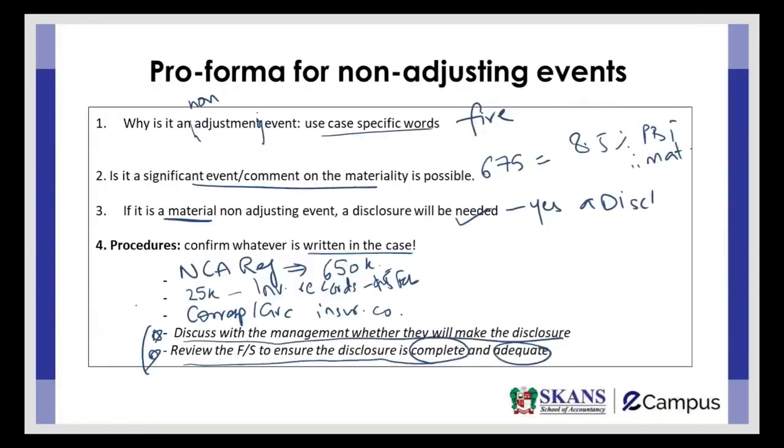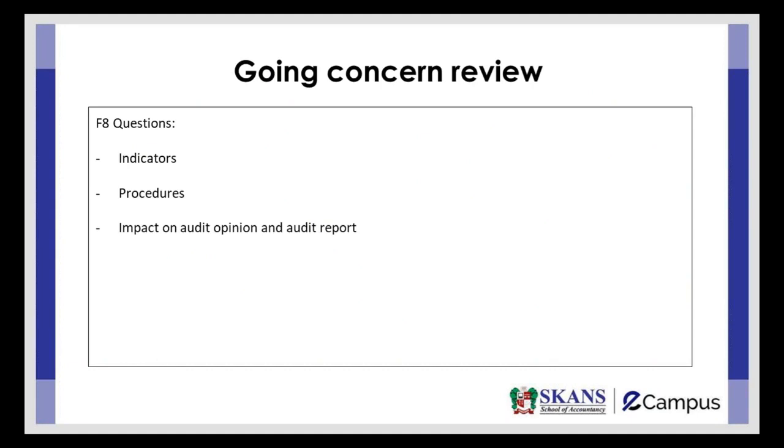Let's start. The F8 exam normally covers 3 areas. They will ask you to find out whether there are any indicators that this company is facing going concern problems. You will be asked for procedures as an auditor, and this is something that is very difficult, but we'll do tomorrow, the impact on the audit opinion and the audit report.